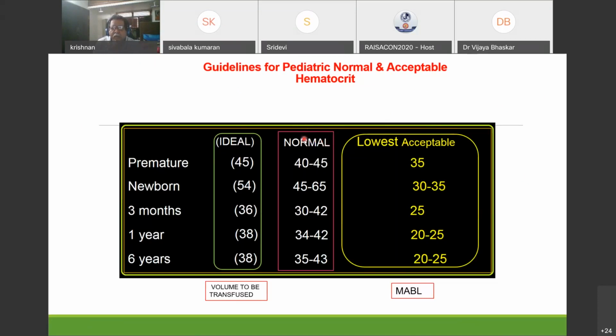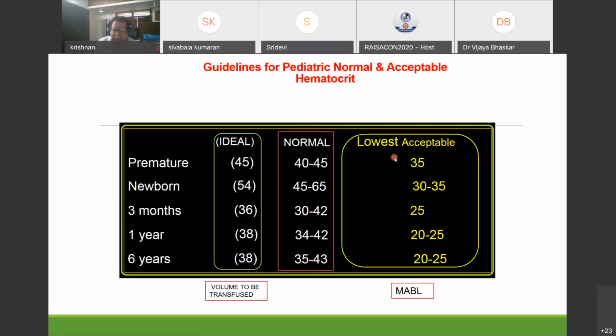So for hematocrit, we have three things. One is what is normal for that particular age group. Then, what is ideal? Ideal is nothing but almost the higher end of normal. If it is a newborn, ideal will be 54. If it is 3 months, ideal will be 34. Ideal means I'll be very happy if I have a hematocrit of this level in my patient. Normal for that age group will be between 40 and 45, 30 or 42, or 35 or 43.